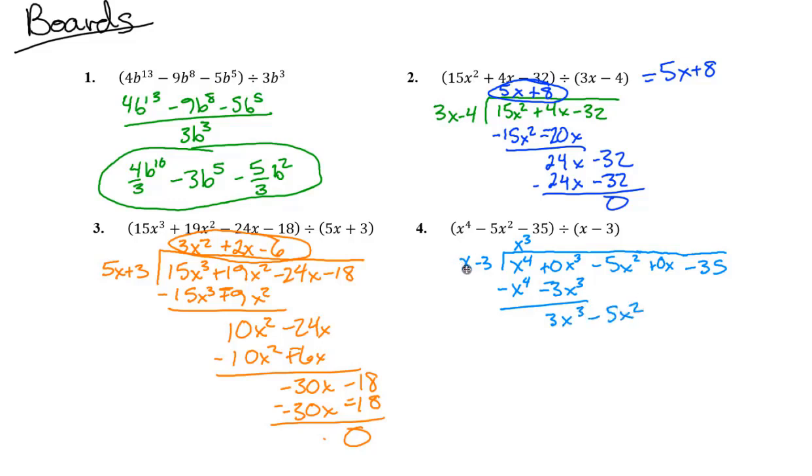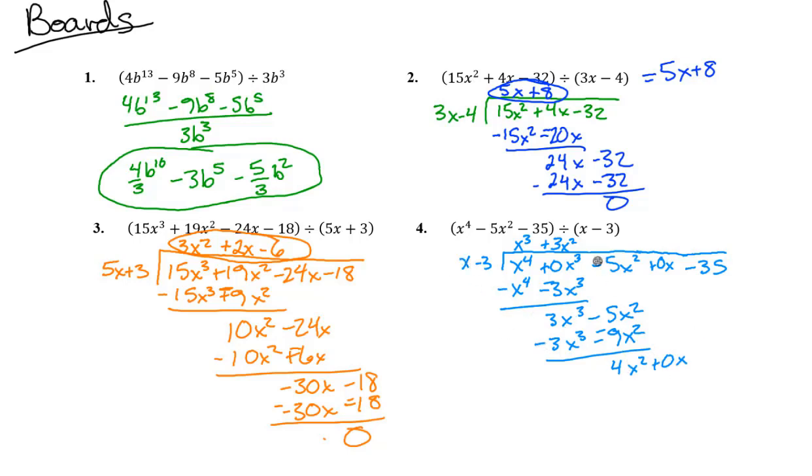Good. x goes into 3x cubed 3x squared times. There we go. So we get 3x cubed minus 9x squared. Subtract, don't just add them. Those are gone, and negative 5 minus 9 is positive 4x squared. We drop down that 0x, that imaginary term that isn't really there.